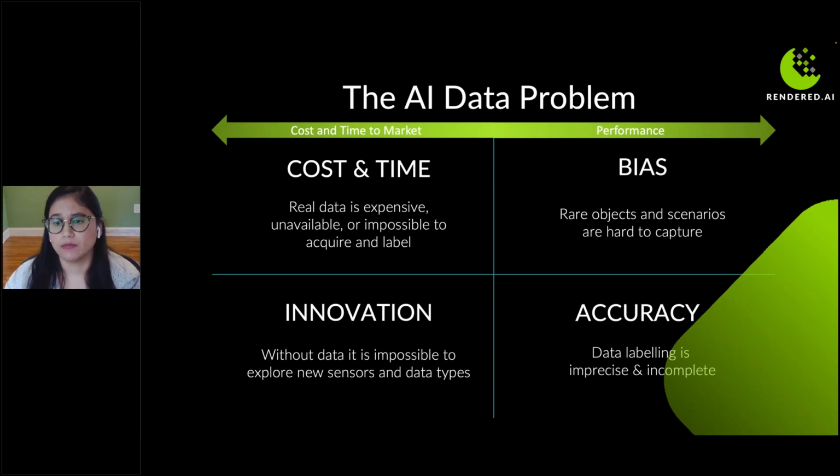And on the right, issues related to performance. I'm sure all data scientists are aware of the issue of bias. So certain rare objects, rare scenarios can be hard to capture, and real data just can't provide those. And that leads to bias in the AI model. There's also the issue of accuracy with your data. So data labeling can be imprecise and incomplete, and this can lead to less accurate AI models as well.